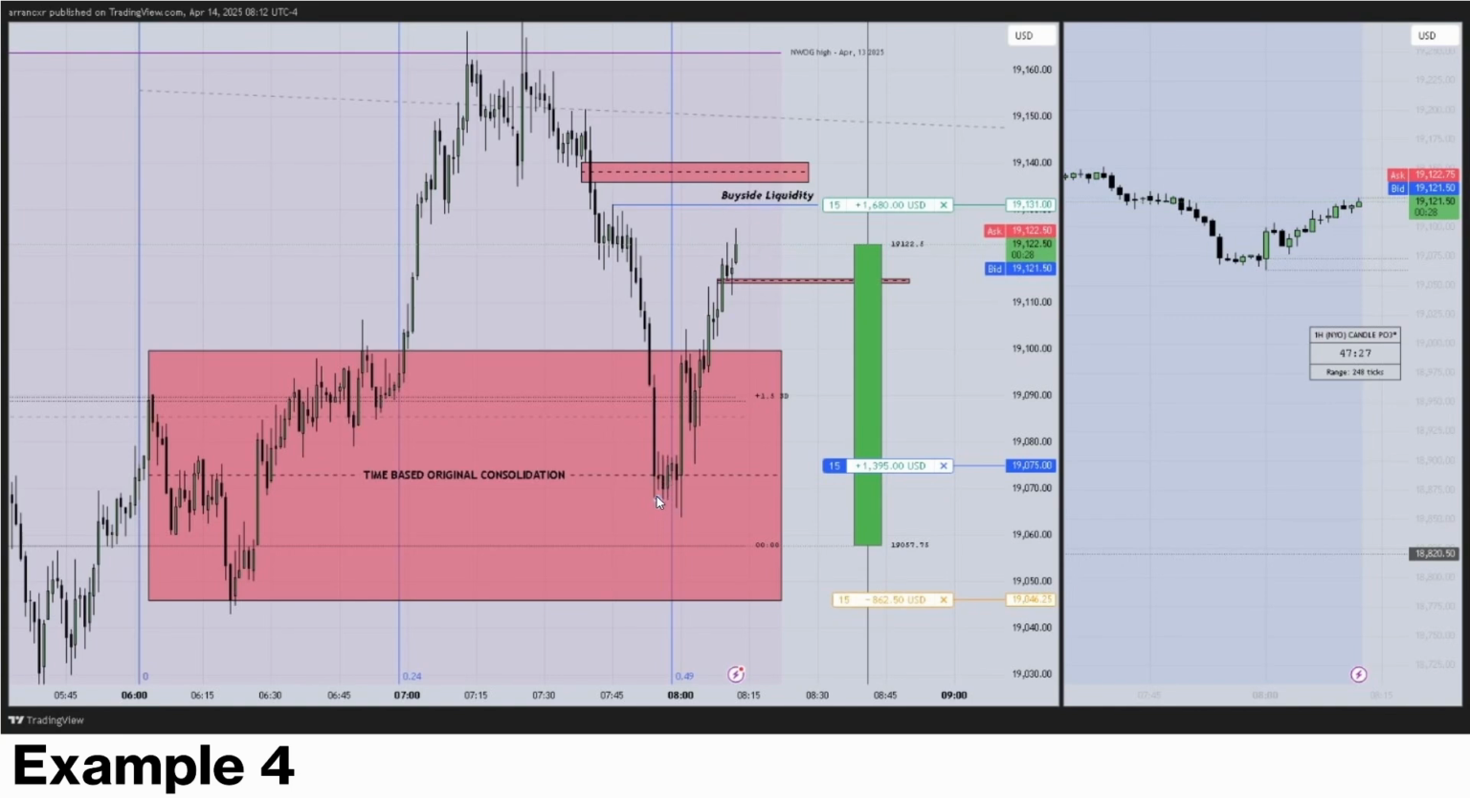The entry that I had was a bit whack. I could have waited a bit more for the BC fill, but I've just entered right here and I had my stop loss at the low of the time-based original consolidation. You can refine it as well as you go, but this was on my earlier stages, and it is a pretty strong model, to be honest.